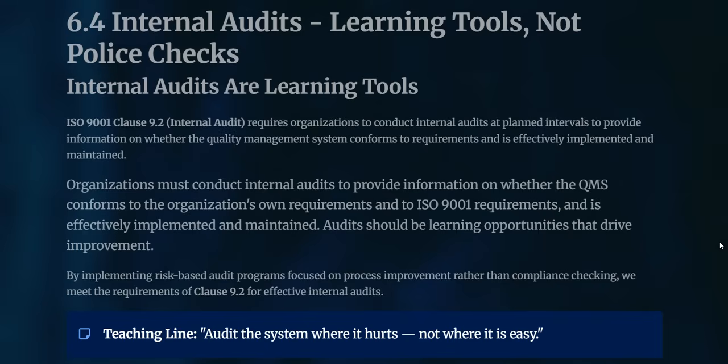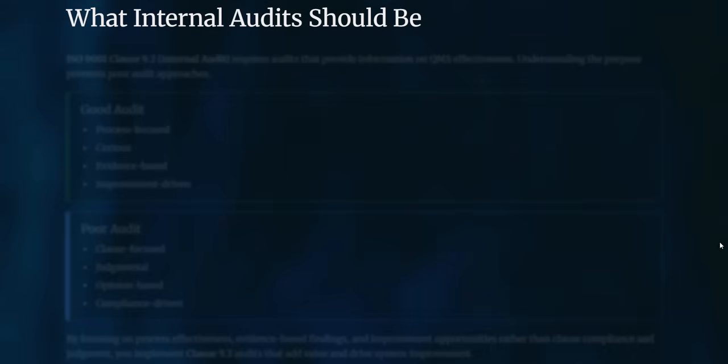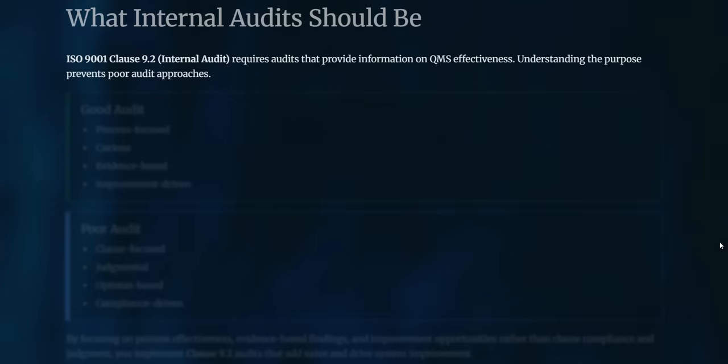The teaching line from the internal audit as a learning tool here: audit the system where it hurts, not the system where it is easy. What internal audit should be versus what it should not be, let's look at it to avoid the pitfalls and adopt the best practices. ISO 9001 Clause 9.2 internal audit requires audits that provide information on quality management system effectiveness. Understanding the purpose of this will prevent us from conducting a poor quality audit approach.